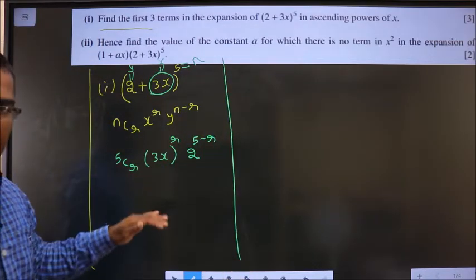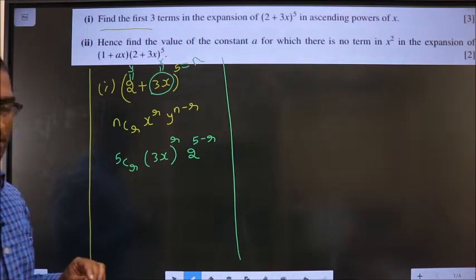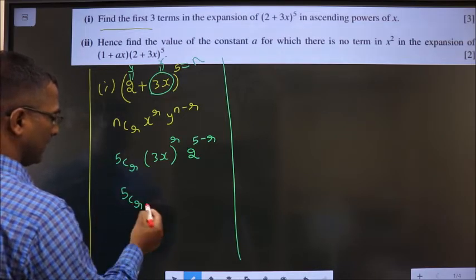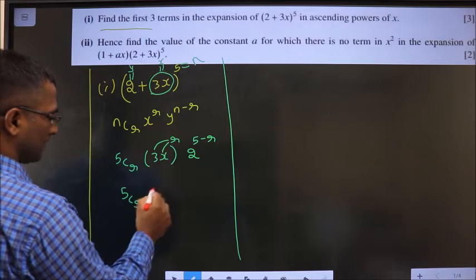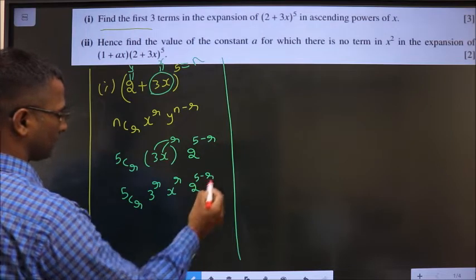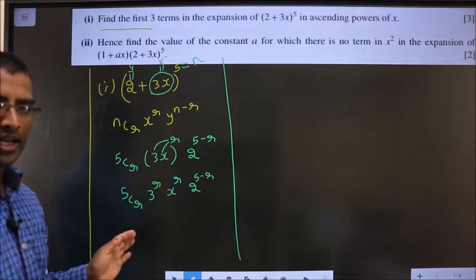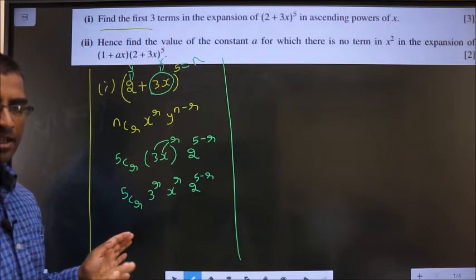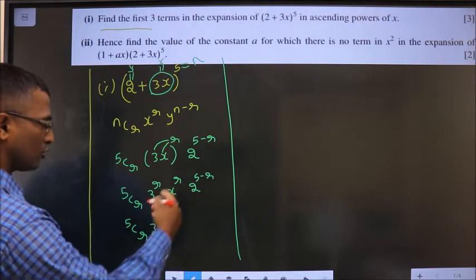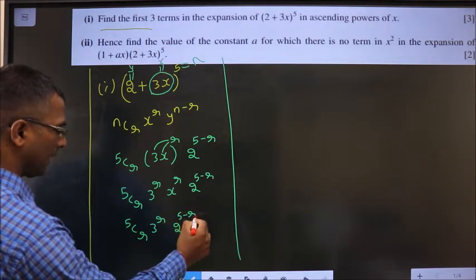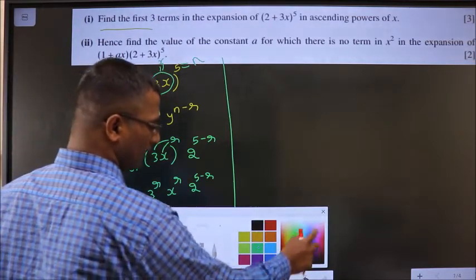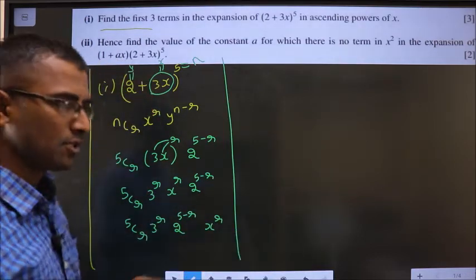Next, simplify this to the maximum extent possible. And how do we simplify that? See, 5Cr will remain. Apply the power r to each. So that will be 3 power r, x power r, 2 power 5 minus r. Okay, now write the x term at the last. What I mean is, this 2 power I write before and x at last. Clear so far? Now, this cannot be simplified further, so I stop.